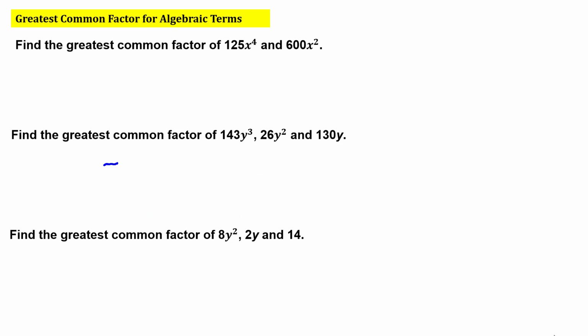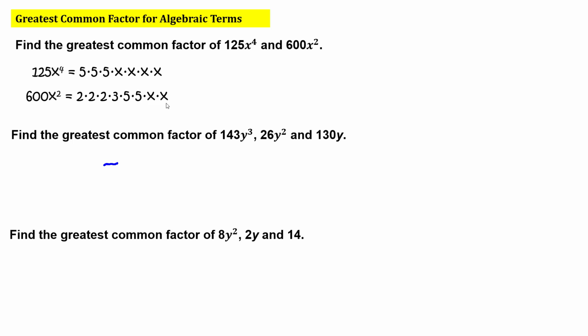Now remember what it means to be the greatest common factor for algebraic terms. This is a summary of some of the examples we did last time. Let's say you have two algebraic terms, 125x to the fourth and 600x squared, and you're asked to find their greatest common factor. The first thing you do is write out the prime factorization of each. 125x to the fourth is 5 times 5 times 5 times x times x times x times x. 600x squared is 2 times 2 times 2 times 3 times 5 times 5 times x times x.